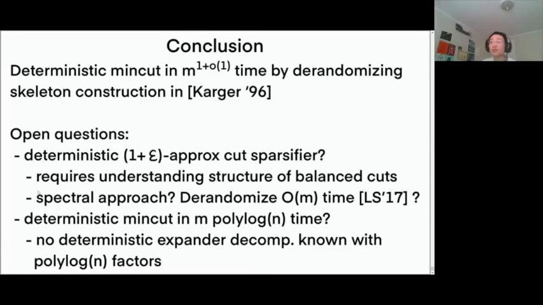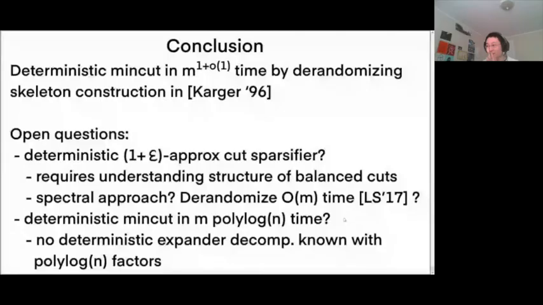Or potentially the solution could be taking a different approach, the spectral approach. Recall that the spectral approach has a near linear time algorithm for the randomized case by Li and Sun, so perhaps the right solution is to just de-randomize their construction. But this also seems to be hard. At least we've tried. From our experience, this also seems to be hard.